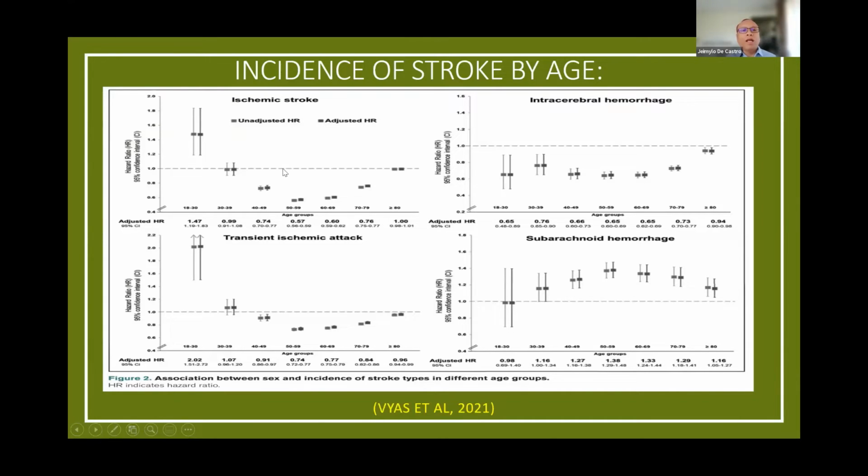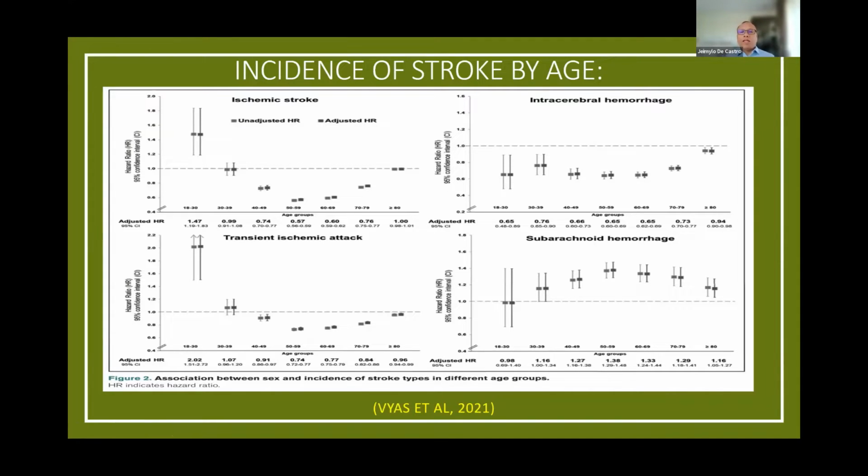Now it holds true with the ischemic stroke. Look at this. In ischemic stroke, the age is more predominant between 18 to 30 years old. Look at this. And of course, as you age, it becomes slower as well. And then the same holds true when you get a little older, actually at the age of 80.